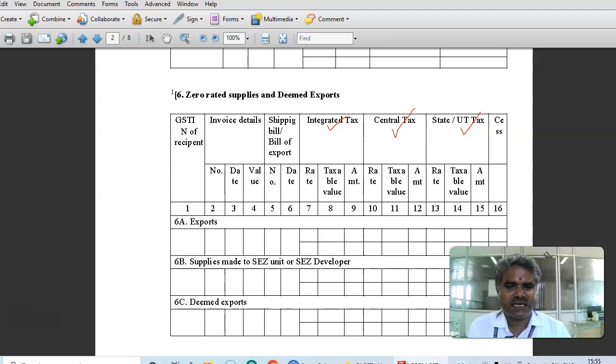How can you enter, sir? At the time of buying, they give a bill, an invoice. This invoice contains all details. You need not worry about that. At the time of sale, you give the invoice. You issue it at the time of sale, and you get it at the time of purchase. The suppliers will issue it.